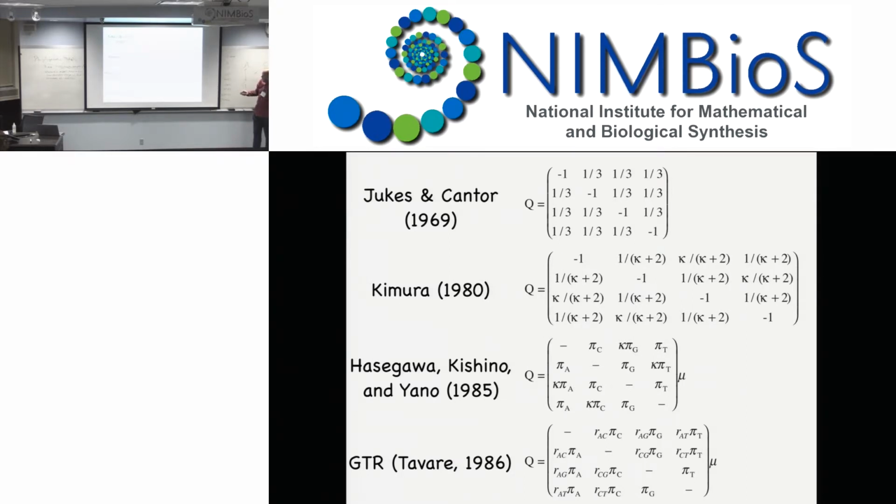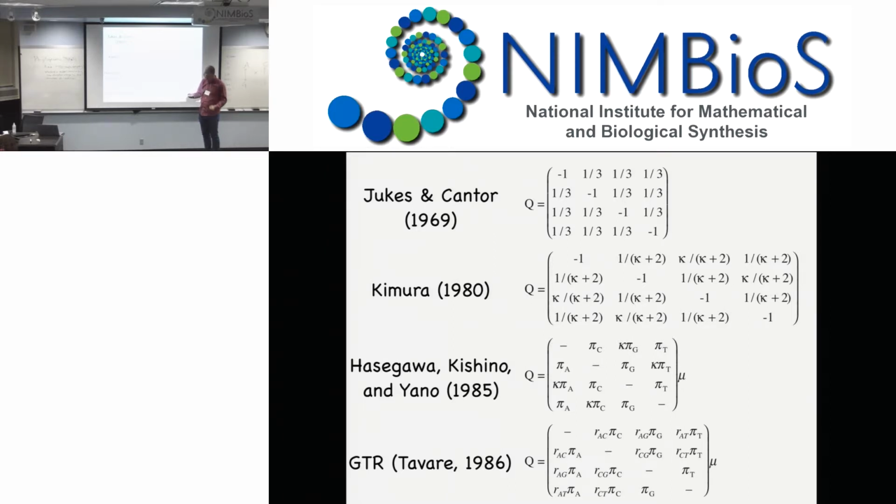So Hasegawa, Kishino, and Yano said, well, fine. We'll modify the model so we still have a transition-transversion rate ratio to accommodate the fact that transitions are occurring at a higher rate than transversions. But we'll also do this little trick where we add these parameters, which biologists will always call the base frequencies. That was the initial idea: we modify the stationary probability distribution so that you would predict different frequencies of A, C, G, and T in the alignment.